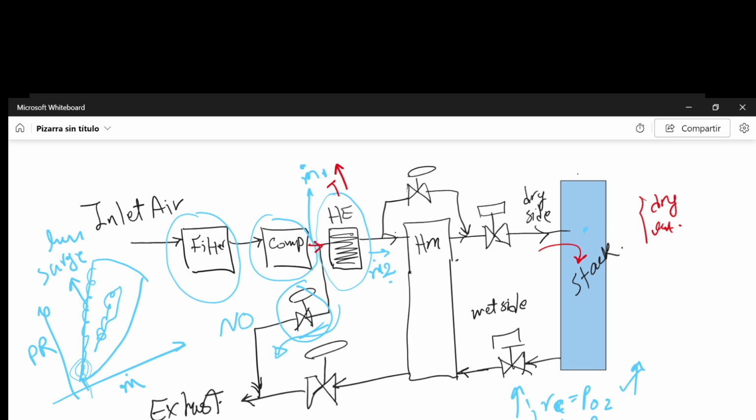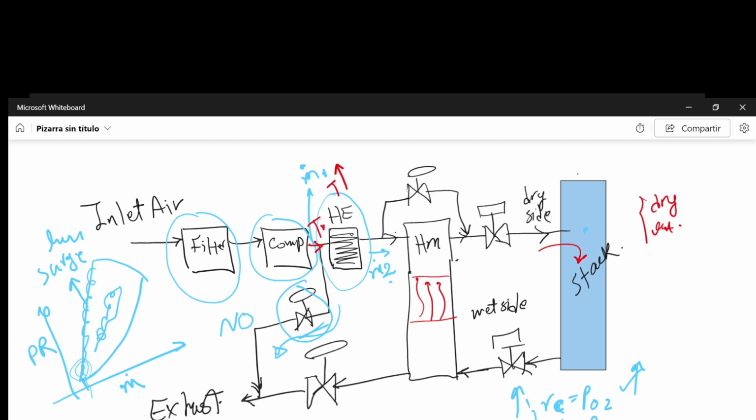That's why it's important to have it at a correct and proper temperature. So that's why we use the heat exchanger, and the humidifier as well. The humidifier has a membrane that allows water to go from the wet side to the dry side. When the temperature is very high, it damages the humidifier as well. So that's why we have to cool down.